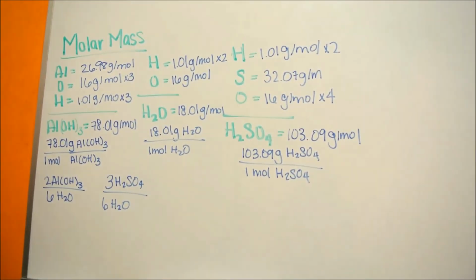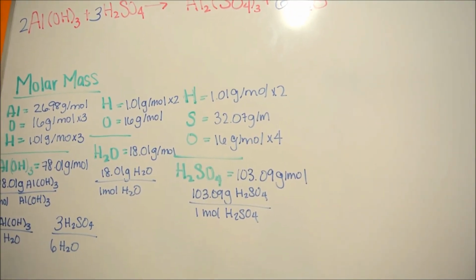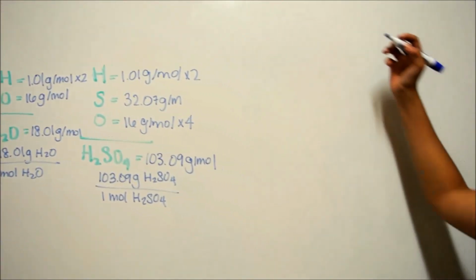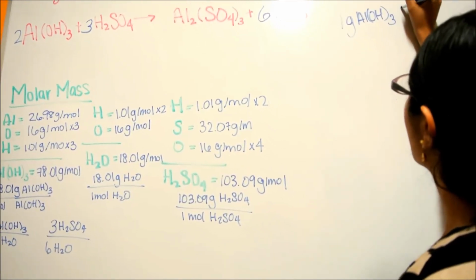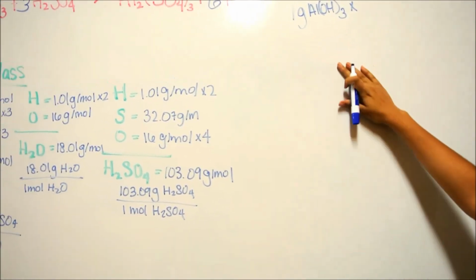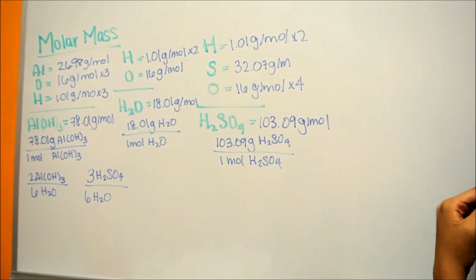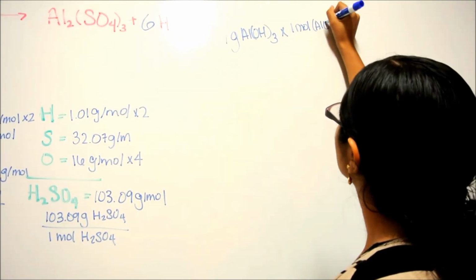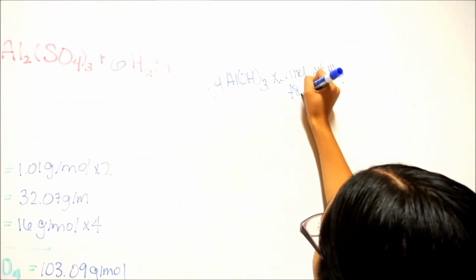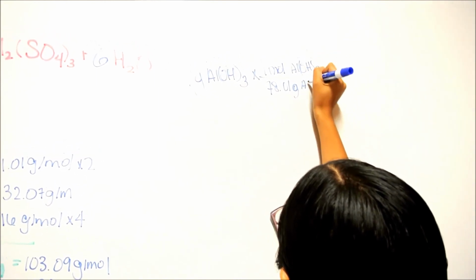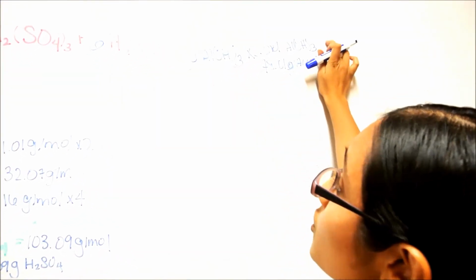So now I'm going to find how much water is being produced using my first reactant, aluminum hydroxide. So I'm going to go ahead and multiply my given, which is 1 gram of Al(OH)3. The first thing I'm going to do is turn that into moles. To do that, I'm going to use this unit equation, but flip it so that my moles will be on the top and my grams cancel. So I'll have 1 mole of aluminum hydroxide over 78.01 grams of aluminum hydroxide. So now my grams and my grams will cancel out, and I'm left in moles of aluminum hydroxide.